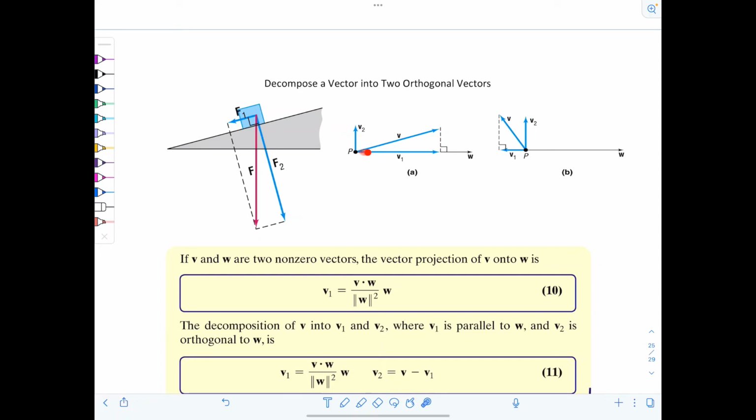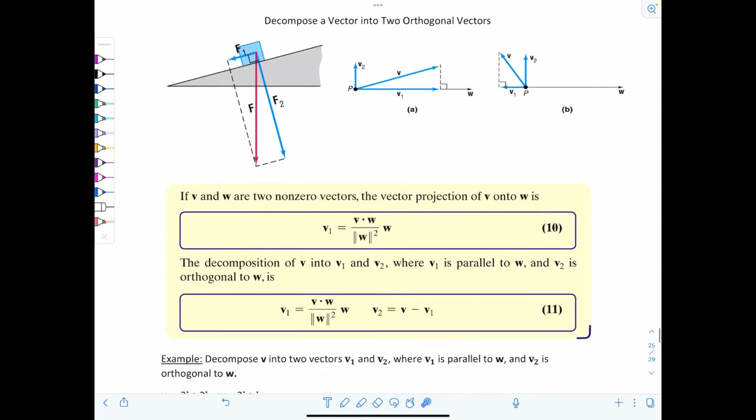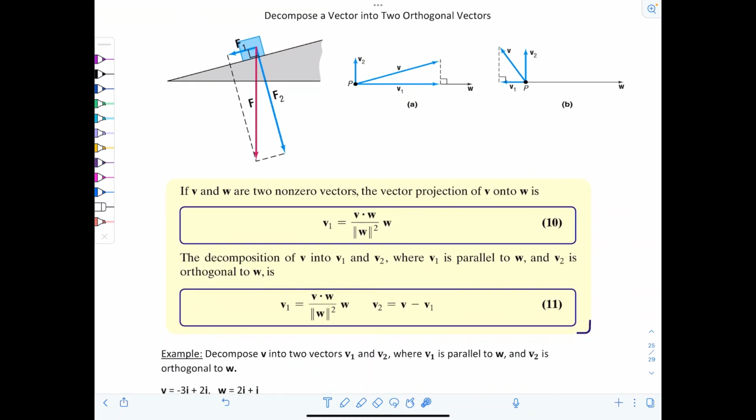We're just rotating these 2 axes into whatever situation is necessary. Okay, so how exactly are we going to do this? Well, say you have 2 vectors, V and W, non-zero vectors. Then the vector projection of V onto W is defined as follows. So V1 is the vector projection of V onto W.